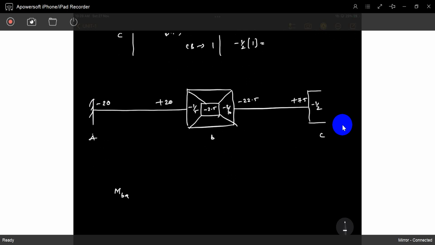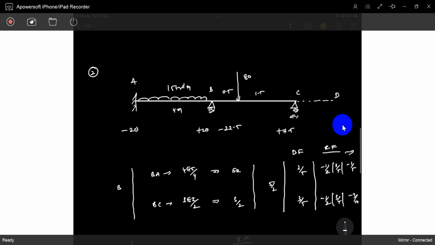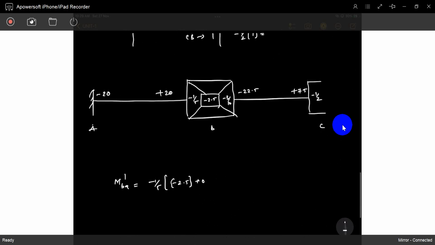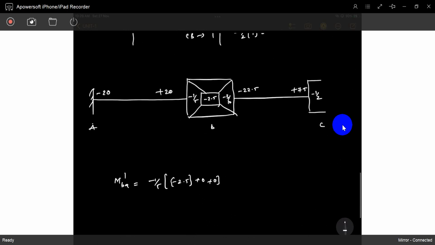MBA. MBA is what? So rotation factor is 1 by 5. Sum is minus 2.5. And far end from A is 0. From C also 0, because now we didn't calculate it. Sir, it's also fixed? No, C is a hinge and it allows rotation. Understood? That's why you will get something. But still now we didn't calculate it, taken as 0.